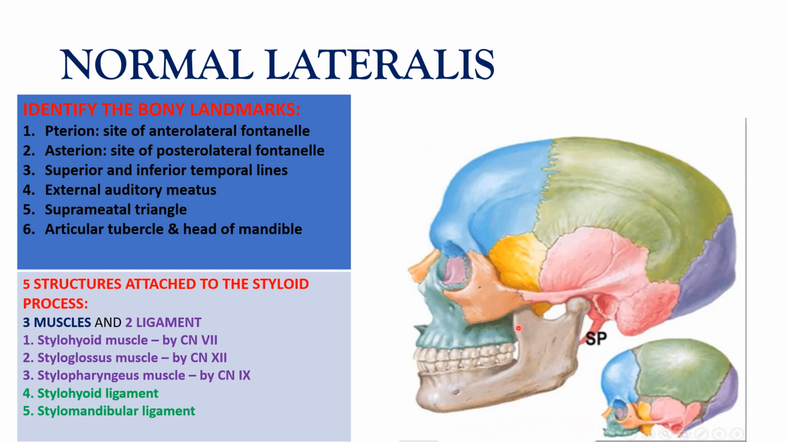Okay. Then we looked at the 3 muscles attached to the styloid process: the stylohyoid muscle, styloglossus muscle, and the stylopharyngeus muscle, and also 2 ligaments, the stylohyoid ligament and then the stylomandibular ligament.